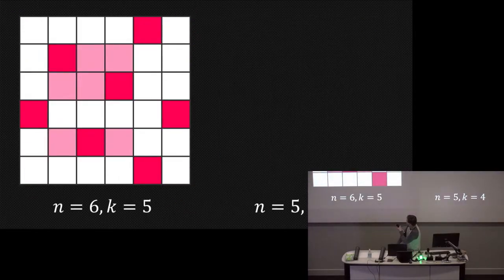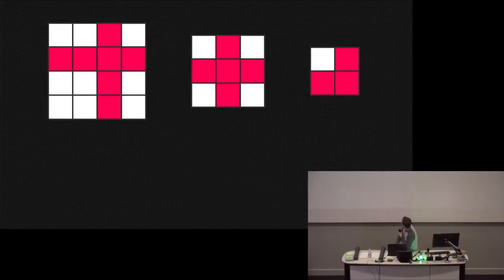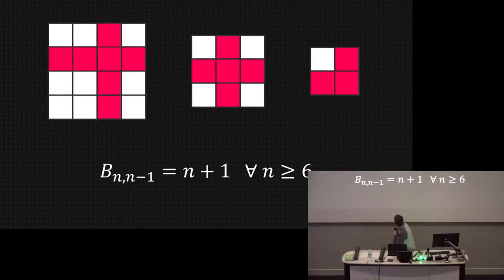It's not so simple to see for some smaller cases. So funnily enough, smaller cases are actually more difficult than large general cases. That's an example where it doesn't work. In general, we get this nice formula for all n greater than 6. And moving on.